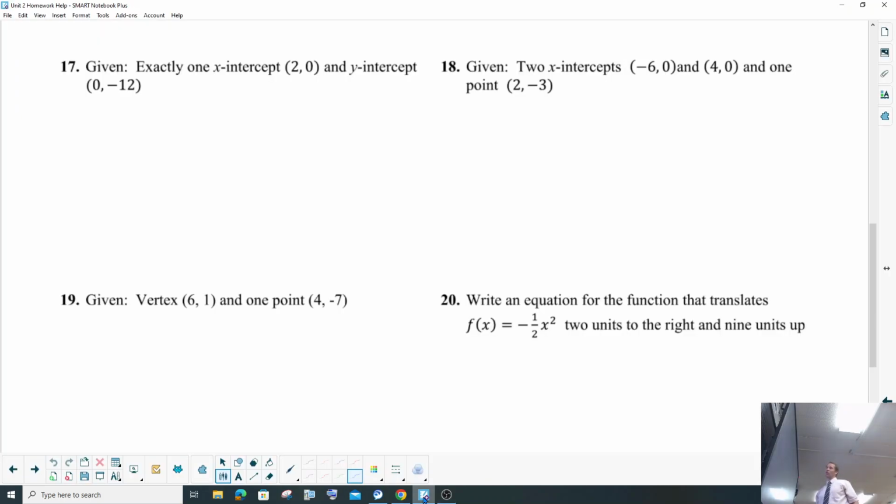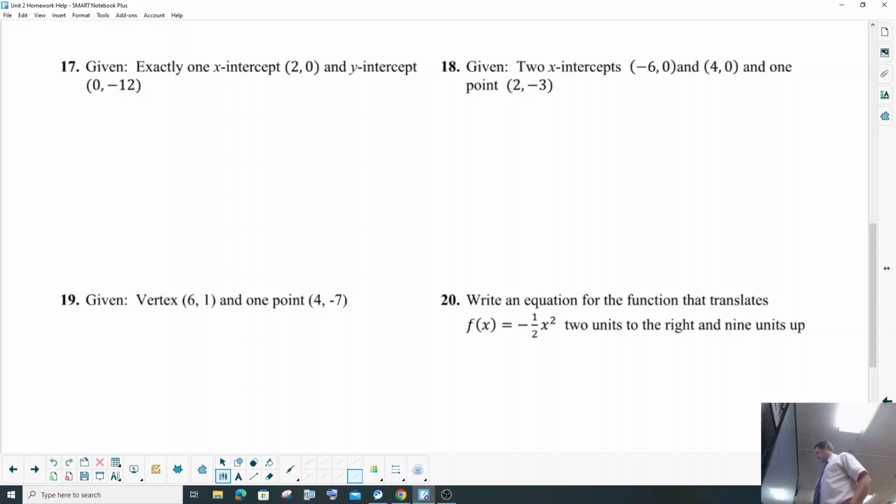All right, so we're on our last video there. So 17, given exactly one x-intercept, that's the key. That was a tricky one. Did it fool you? Pause me. Can you figure it out? What does exactly one x-intercept mean?